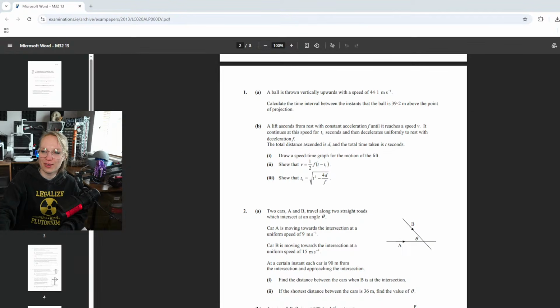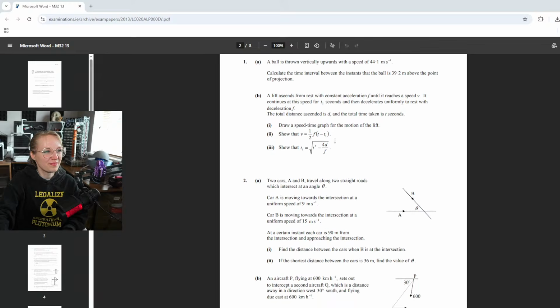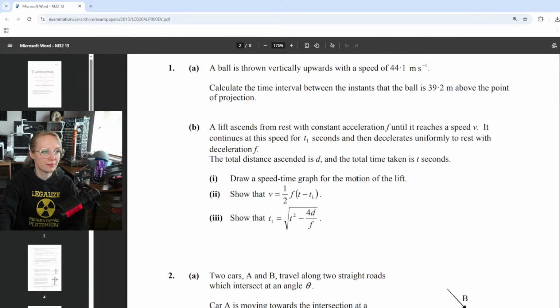Trauma warning for people. A lift descends from rest at a constant acceleration f until it reaches a speed v. It continues at that speed and then decelerates uniformly to rest. The total distance descended is d and the total time taken is t. Draw a speed-time graph, show that v is equal to this and show that t is equal to this. This is a lot of algebra, but it is quite tedious. Could you zoom in? Yeah, sorry. Here we go.